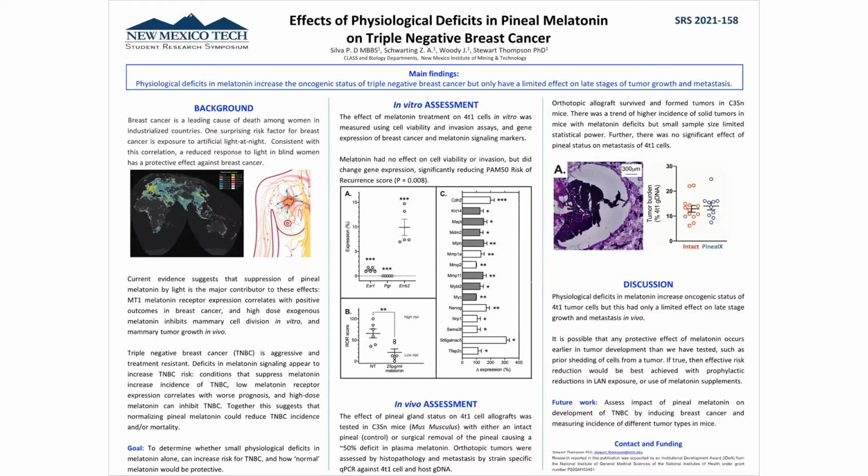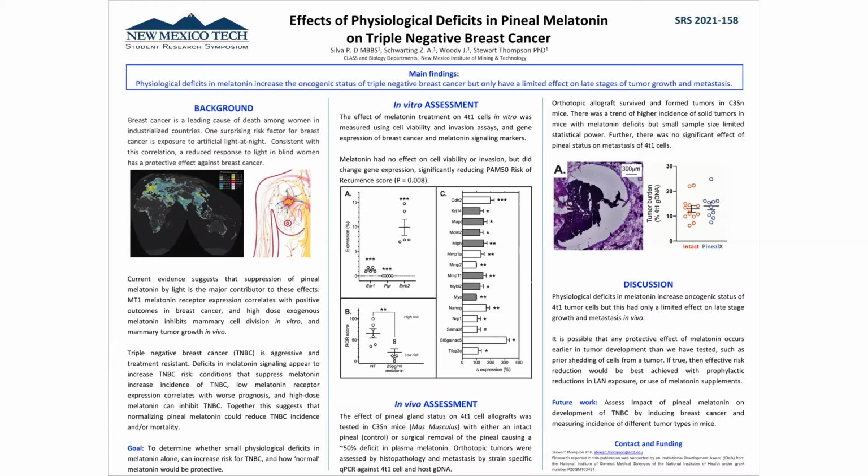So evidence in favor of this correlation, number one, there is a correlation between night shift work and triple negative breast cancer incidence. Number two, low melatonin receptor expression correlates to a poor prognosis of TNBC. Number three, high melatonin doses can reduce the TNBC growth. But here, in most of these studies, they have used higher concentrations of melatonin.